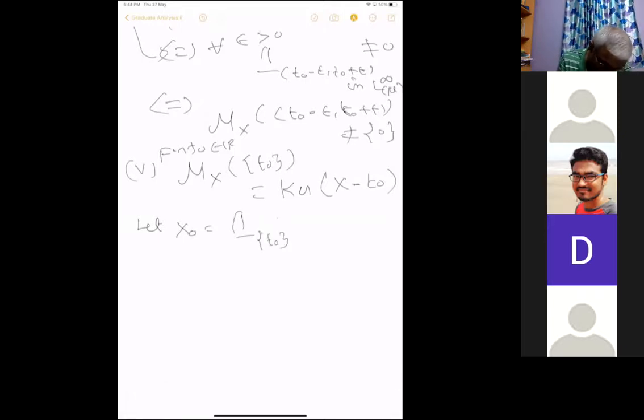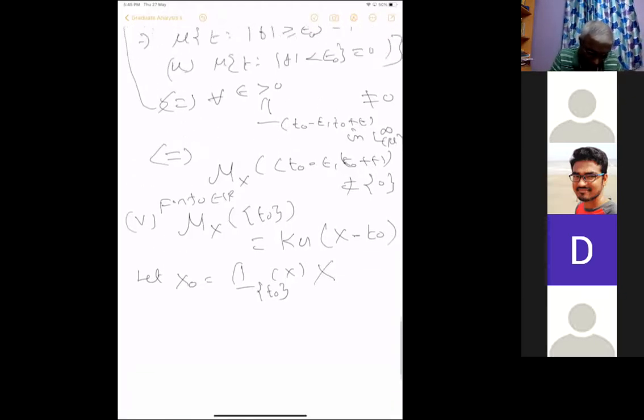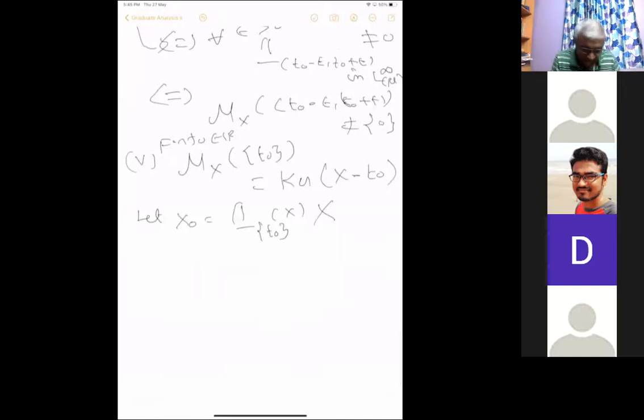This notation is confusing. So 1 t naught x, this singleton t naught x, the spectral projections corresponding to this singleton set, we take it and we multiply with x. Notice that this x and this projection commute. So you can take this operator here and put it here. It is just the restriction.